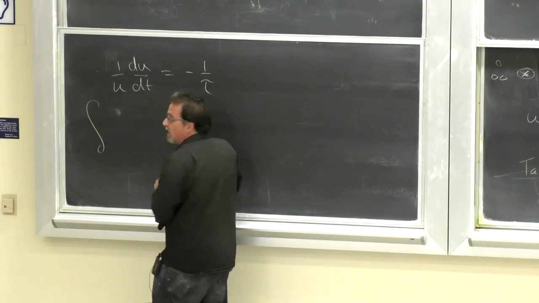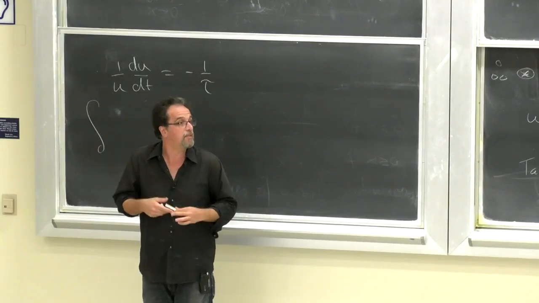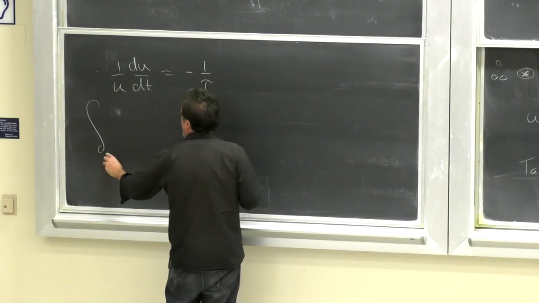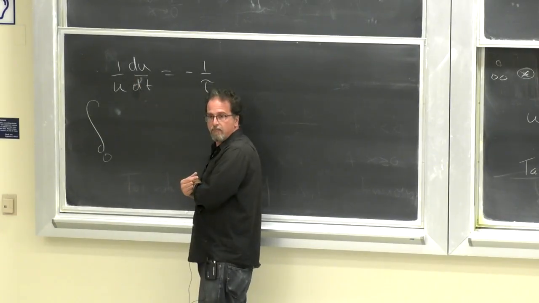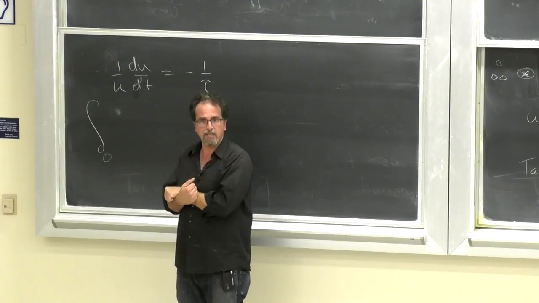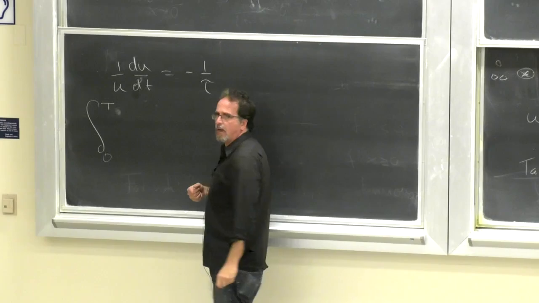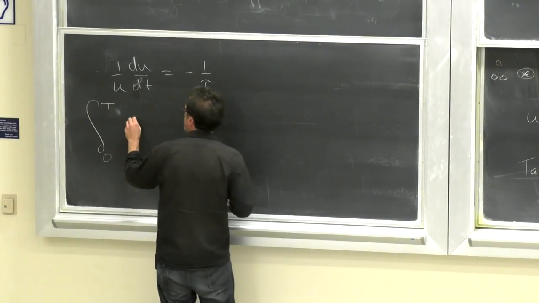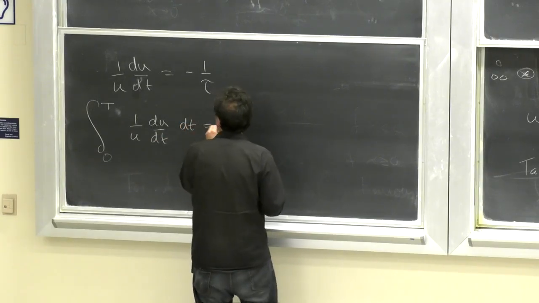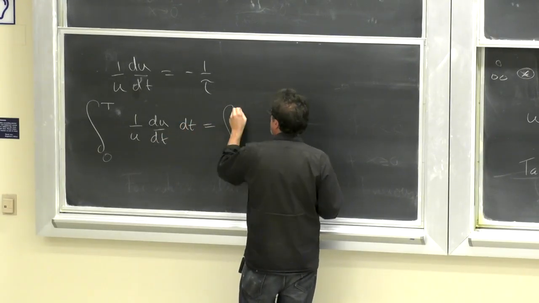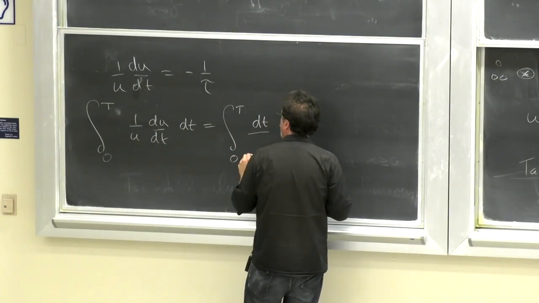Watch and see. I have to integrate it, and I'm imagining that I'm going to start at a beginning time. Let's call that time t equals 0. Okay? And I'm going to end at a later time. I can't use little t because I'm going to integrate with respect to little t. It's a dummy variable. Let me use a fixed capital T to indicate that it's a different, particular time. So I'm going to integrate from 0 to capital T. And so I take the integral of 1 over u du dt dt is equal to the integral from 0 to capital T of negative 1 over tau dt. I'm multiplying both sides by dt and then integrating.